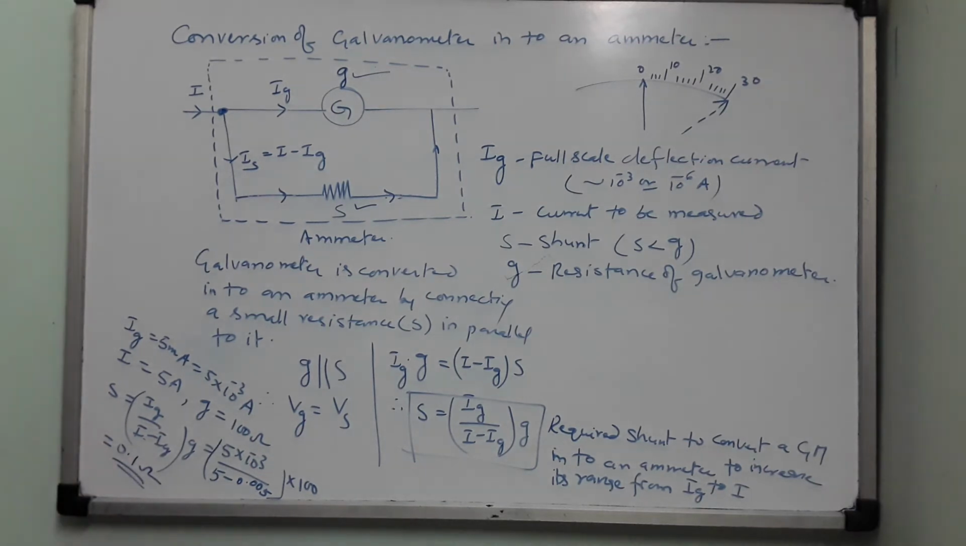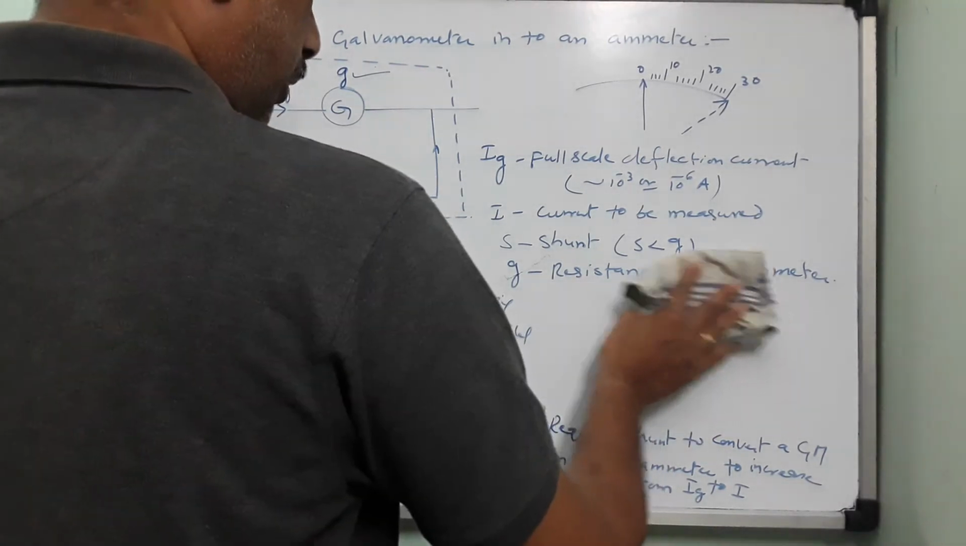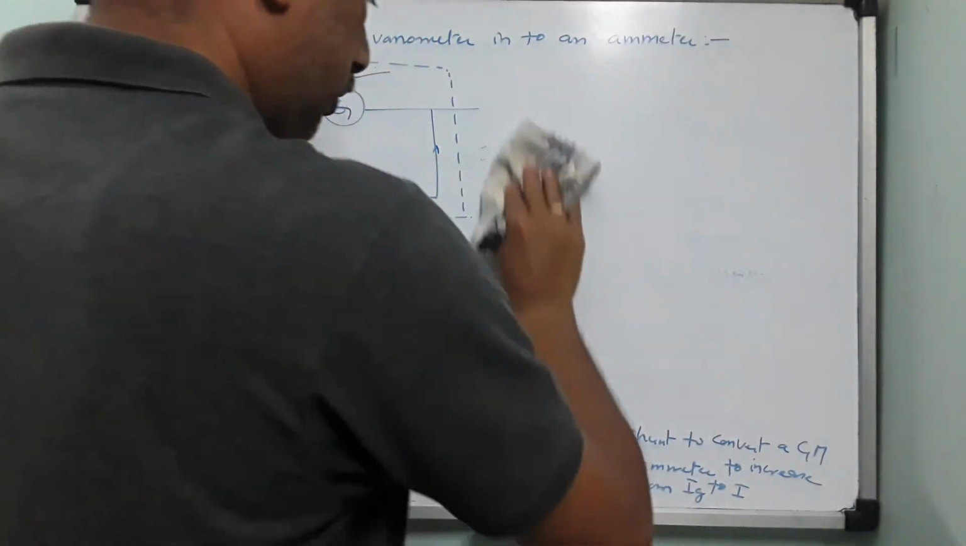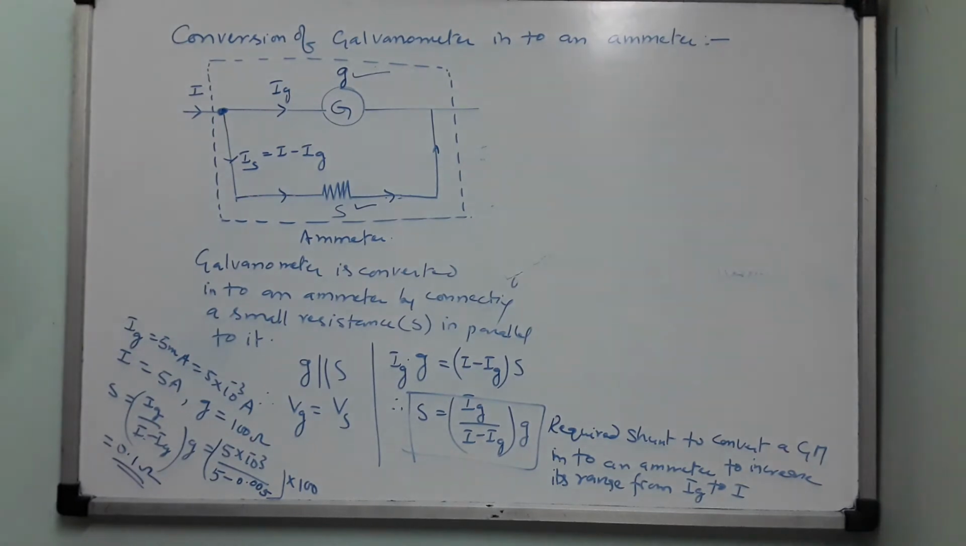So this much amount of small resistance needs to be connected parallel to the galvanometer of 100 ohm in order to increase its range from a 5 milliampere measurement to a 5 ampere measurement. Very, very important concept. If you go on increasing the range, what will happen? The shunt value, now you will see. Okay, right. So let me carry on this forward for your competitive examinations to use a shortcut formula right now.